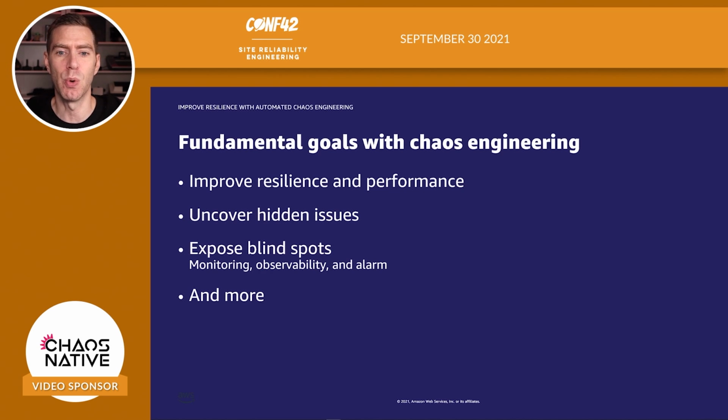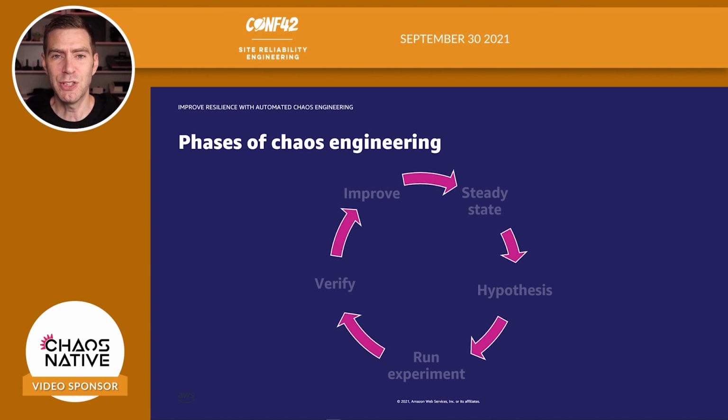And it's important to note that chaos engineering is not just about improving the resilience of your application, but also its performance, uncovering hidden issues, exposing monitoring, observability, and alarm blind spots, and more, like improving the recovery time, the operational skills, the culture, and so on. And chaos engineering is about breaking things, but in a controlled environment. So we create these well-planned experiments in order to build confidence in our application and in the tools we're using to withstand these turbulent conditions.